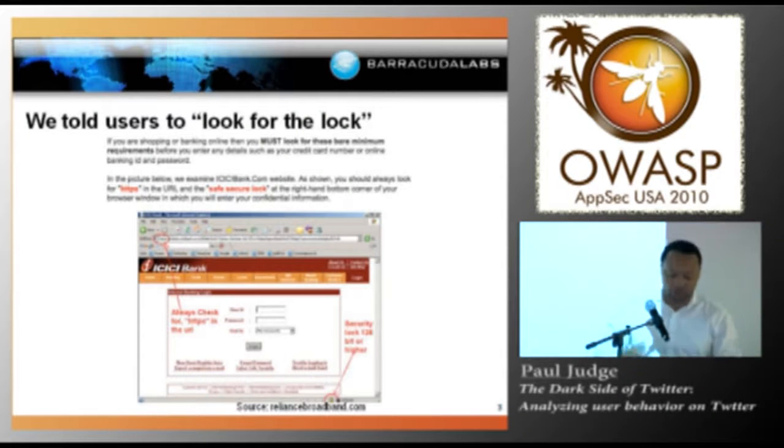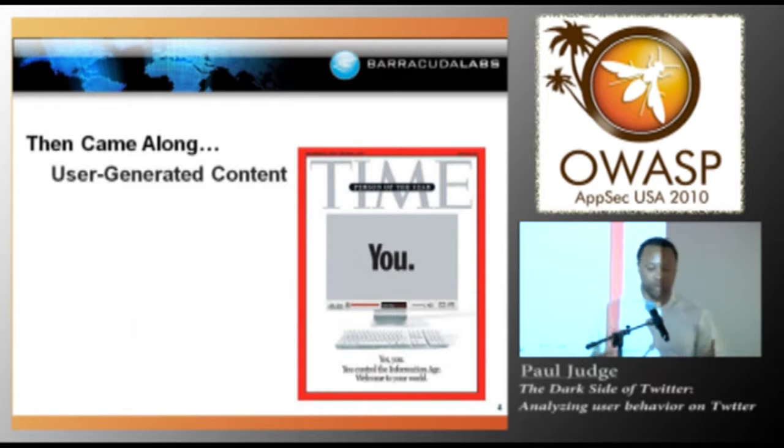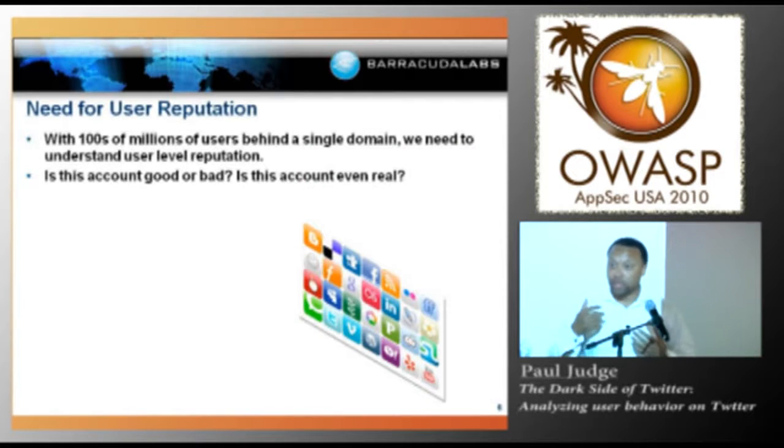But with Facebook, with Twitter, with 100 million, 500 million users behind a domain, we have this problem with user-generated content. Is that user real? Is that user fake? So that's really this goal of how do I create a reputation system to determine who are the legitimate and illegitimate actors in these different communities online, and then use that to protect users.